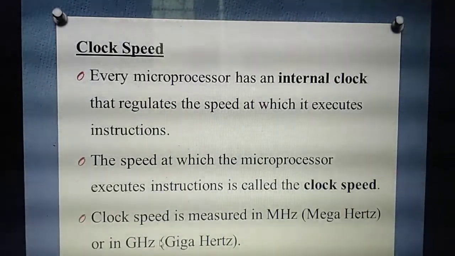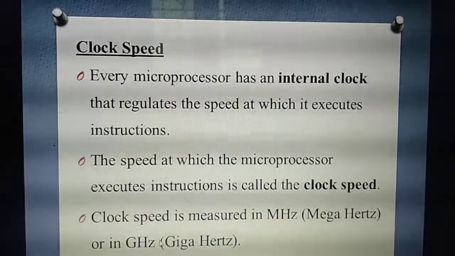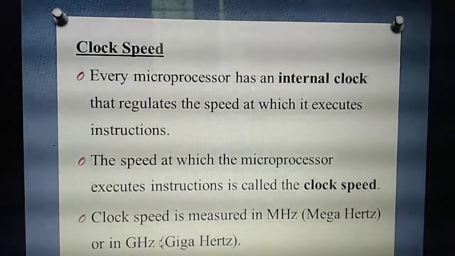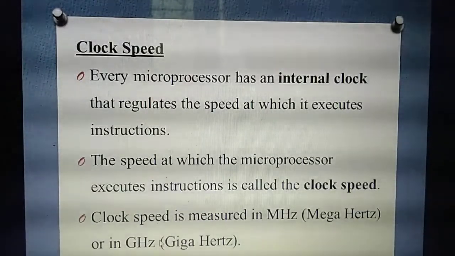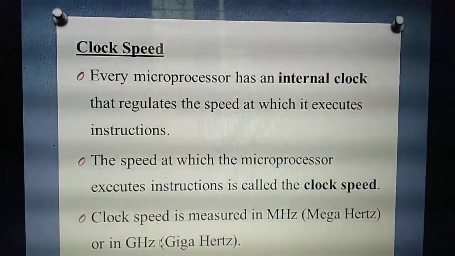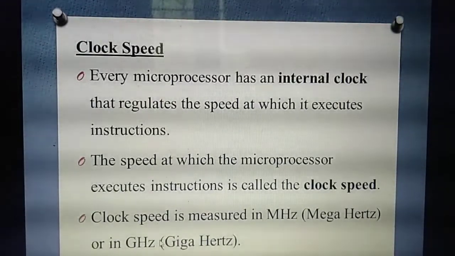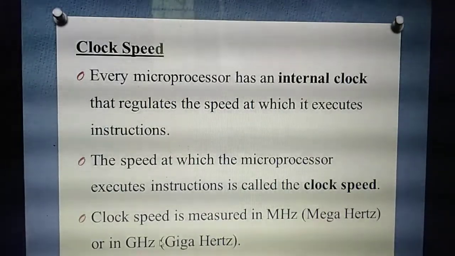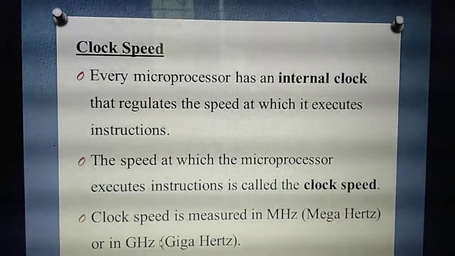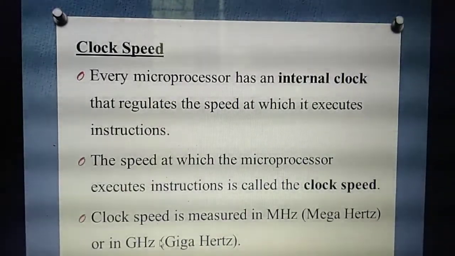First characteristic is clock speed. So what's the meaning of clock speed? Each and every microprocessor has an internal clock. What's the use of this? It will regulate the speed, at what speed the particular instruction needs to execute. That speed, how much time each instruction takes to execute, we are calling a clock speed. This clock speed is measured in 2 units. What are they? Megahertz and gigahertz.